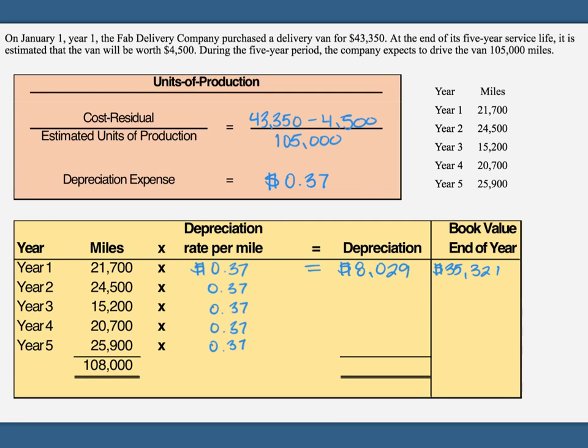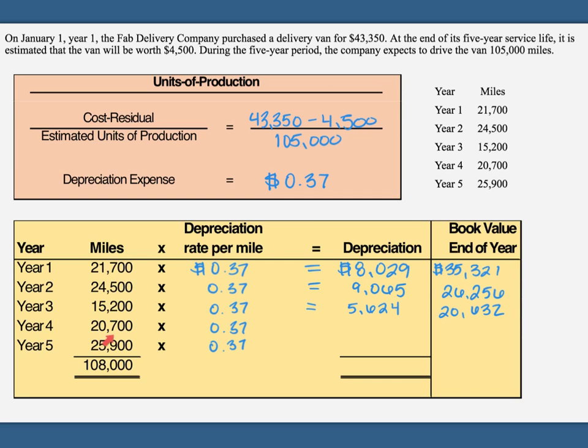Moving to year 2, we have 24,500 miles driven. We multiply that by the depreciation rate of 37 cents, and that gives us a depreciation for year 2 of $9,065. We subtract that from the end year 1 book value, and that's going to give us a book value of $26,256. On to year 3. Miles are 15,200 multiplied by 37 cents. That's going to give us a depreciation of 5,624. Subtract that from the year 2 book value, and you get 20,632 for the end year 3 book value.